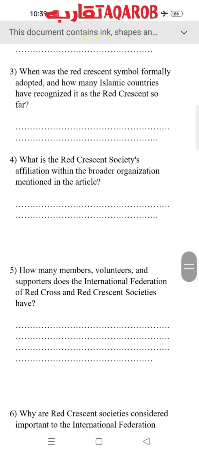Now, question number 3. When was the Red Crescent symbol formally adopted, and how many Islamic countries have recognized it as the Red Crescent so far? So the Red Crescent symbol was formally adopted in 1929. So far, 33 Islamic countries have recognized the Red Crescent.